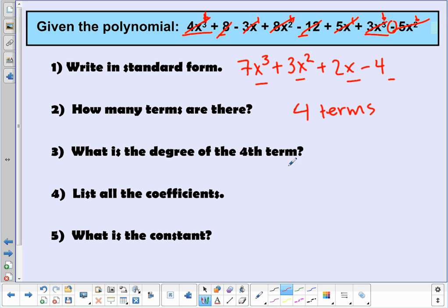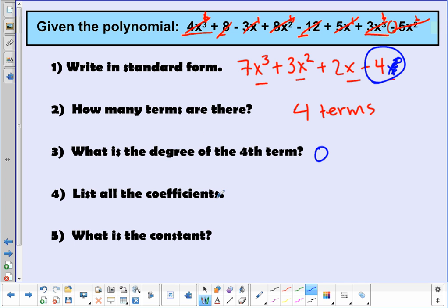What's the degree of the fourth term? If I look at the fourth term, 1, 2, 3, 4, this is 4x to the 0. So my degree is 0. Now, we don't need to write x to the 0 because it doesn't carry any weight. It doesn't have any value. So typically you won't see it there, but recognize that that means it is a degree of 0.